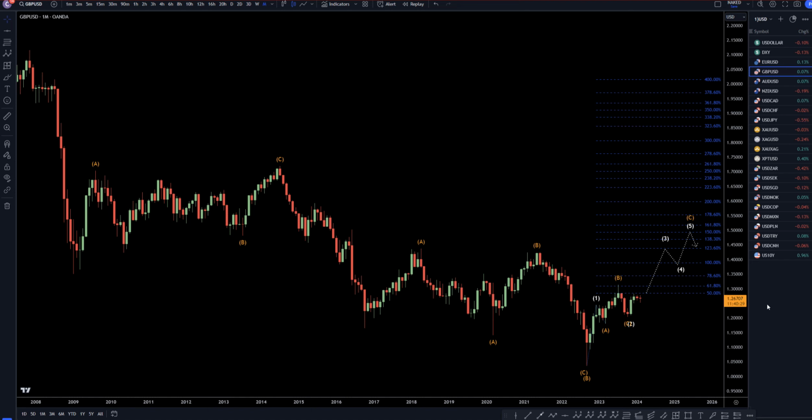Today is Thursday, February 29th, and I'm going to be analyzing the pound US dollar starting on the monthly, working my way down to the 1 hour time frame for that full top down analysis.